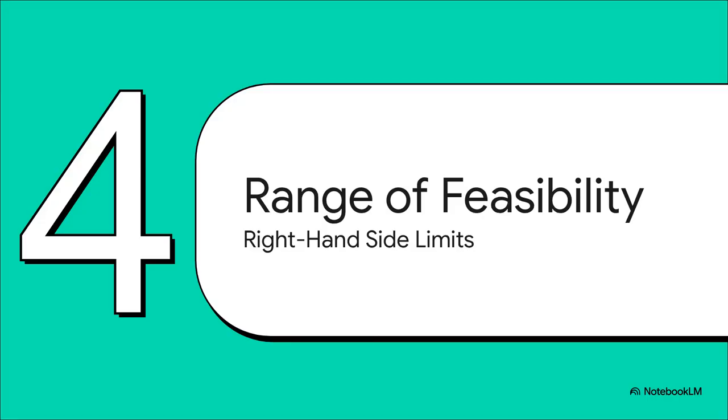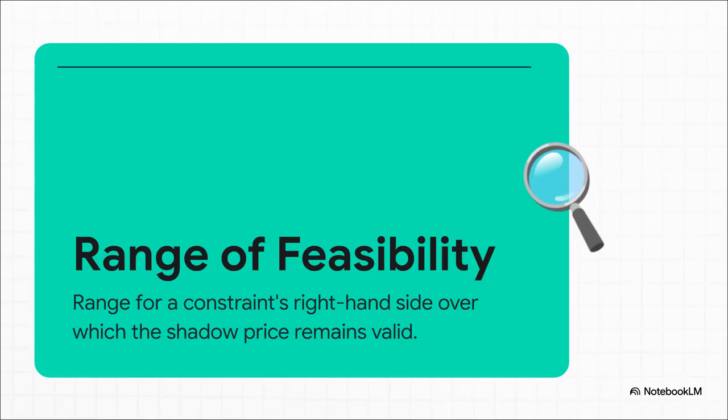Section 4. The range of feasibility. So let's dive a bit deeper into that right side of our mental map. The range of feasibility tells us exactly how many extra hours of labor or kilos of raw materials we can add or subtract before that shadow price we decoded earlier just becomes completely useless. I mean, if we add too many hours of assembly time, eventually we're going to run out of some other material, right? The range of feasibility tells us the exact limits where our current shadow price actually holds true.